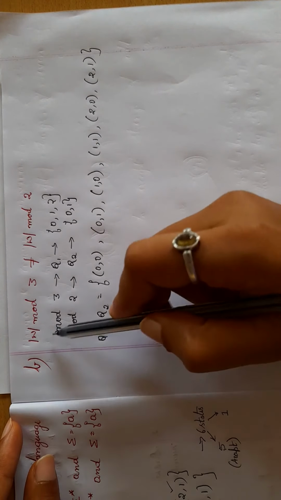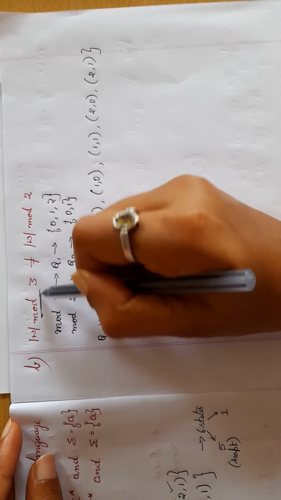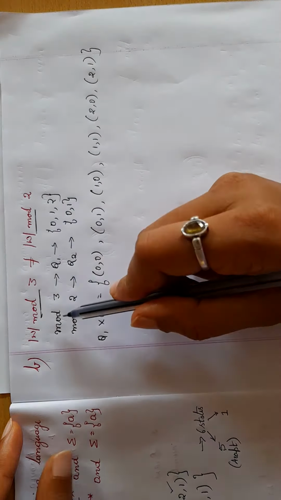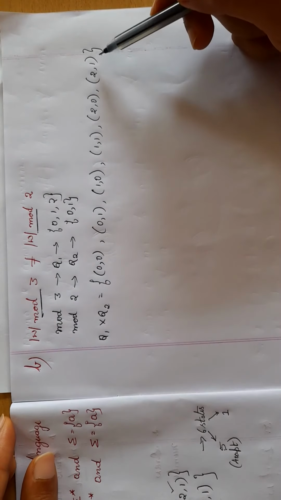Okay, the next problem. So what happens here? Mod 3 is not equal to mod 2. So once again, same thing. Mod 3 I will take as Q1. Different possibilities are 0, 1, 2. For mod 2, different possibilities are 0, 1. I'll write the different combinations: 0,0; 0,1; 1,0; 1,1; 2,0; 2,1. Okay, I have written the different combinations.